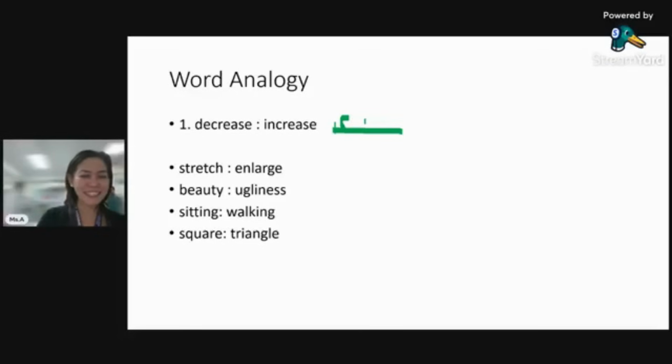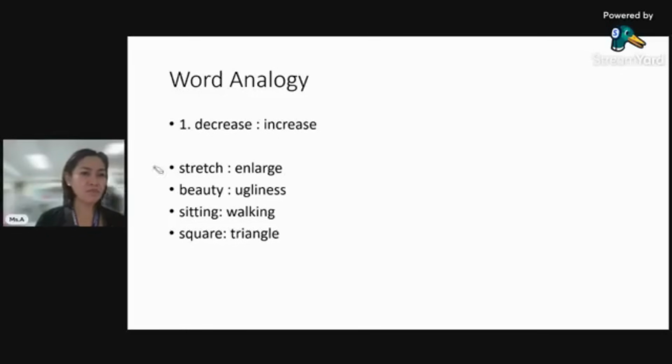Pero yun nga, halimbawa po ganito po. For example po, this one, decrease and increase. So, sa Tagalog po ay nabawasan and then nadagdagan. Okay? So, meaning, if you'll try to analyze words that were given, they are opposite. So, it's antonyms, no? Kabaliktaran.